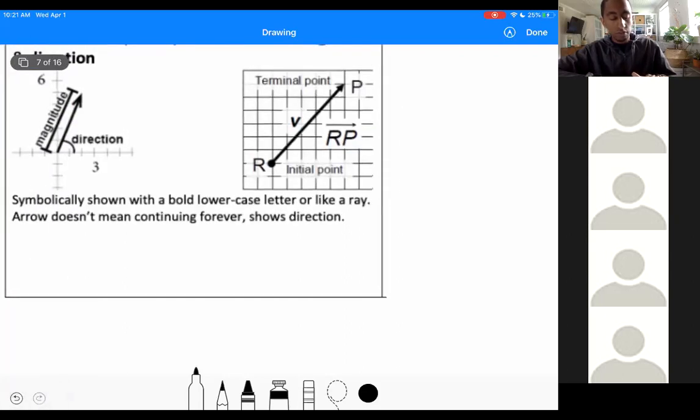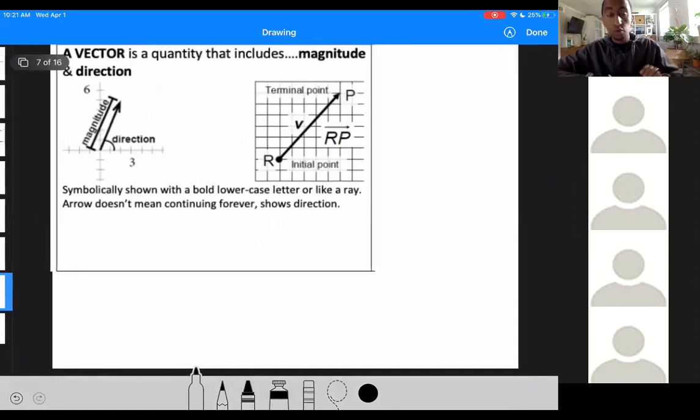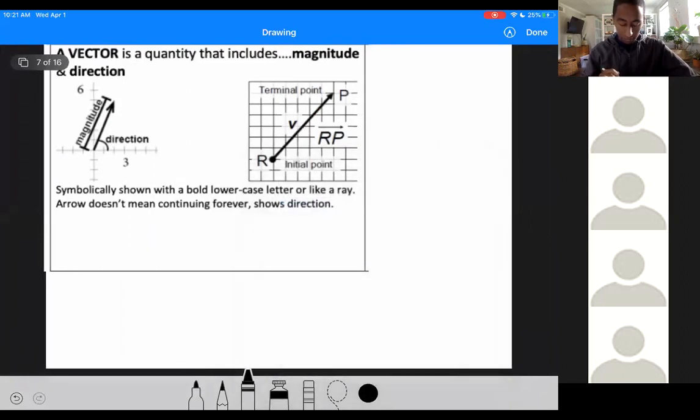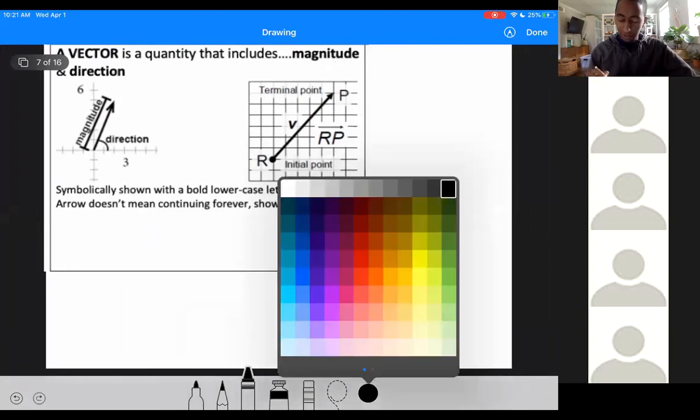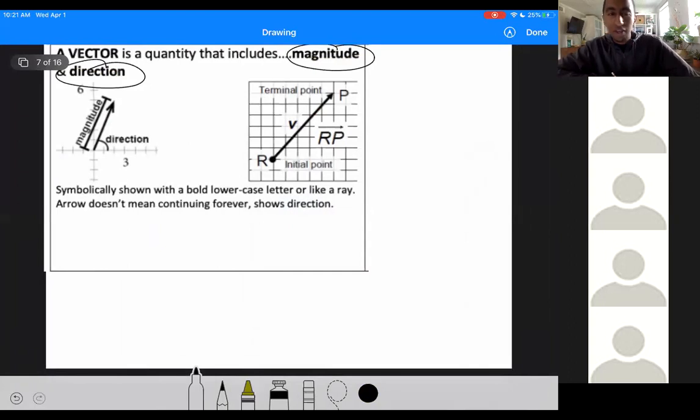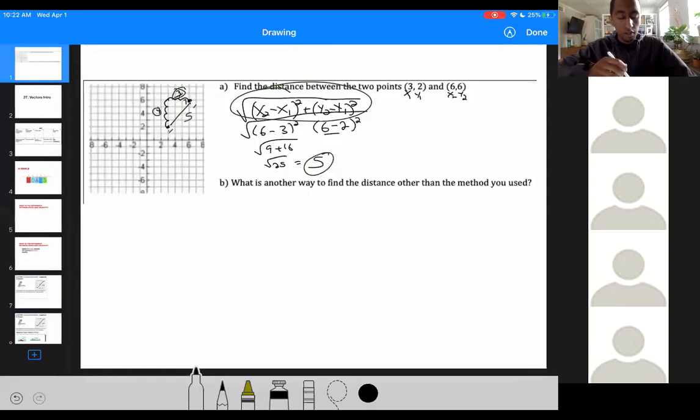So by definition, a vector is a quantity that includes, can you have that on here? Oh, yes, we can. Okay. A vector is a quantity that includes magnitude and direction. Okay, so anytime we're talking about vectors, it has to have a magnitude and it has to have a direction. If we're just talking about distance, then that's not a vector. So like, for example, in the problem over here, this is not a vector, that's just a distance, okay?